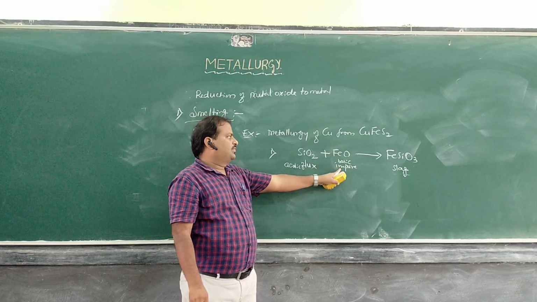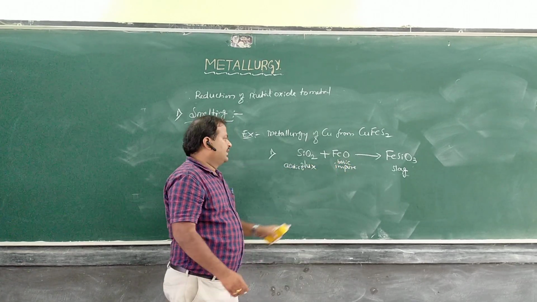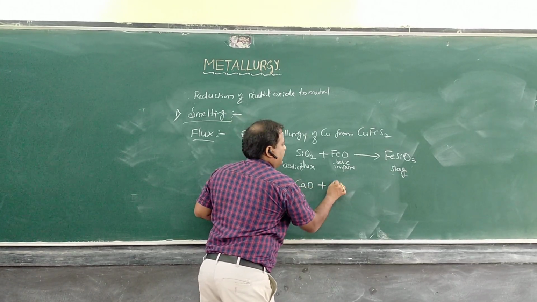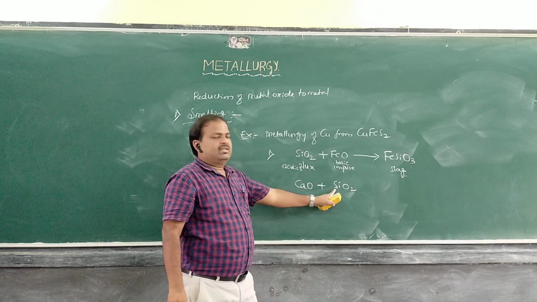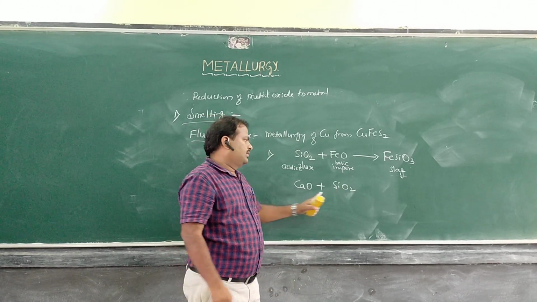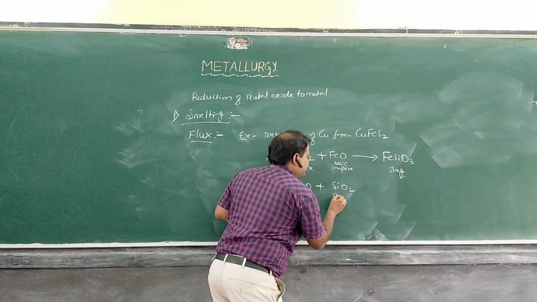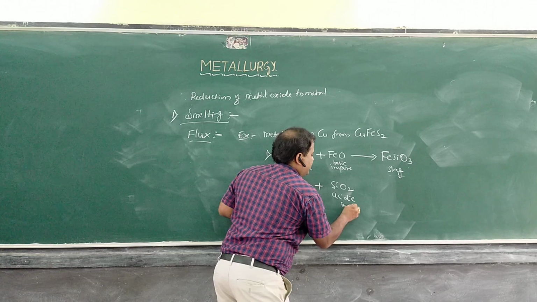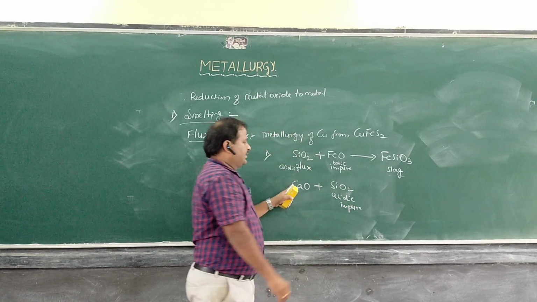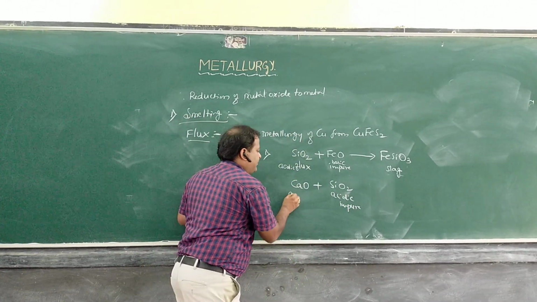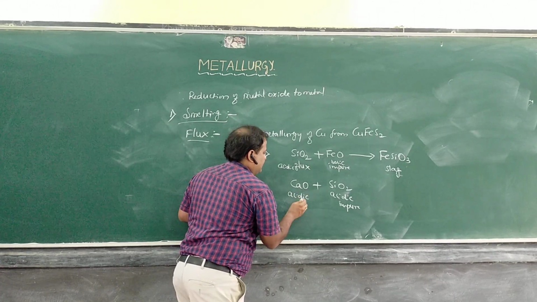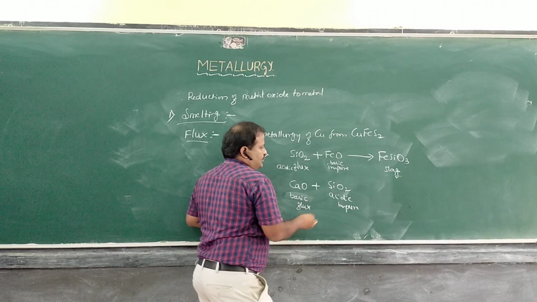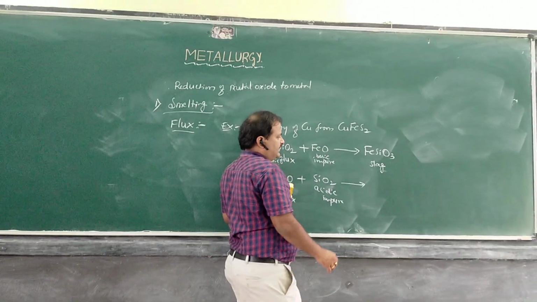flux is used for basic nature of impurity, and then in another metallurgical process, SiO2. Here silica is the impurity or gangue, that is acidic impurity. Here calcium oxide acts as basic flux to form a fusible product that is slag.